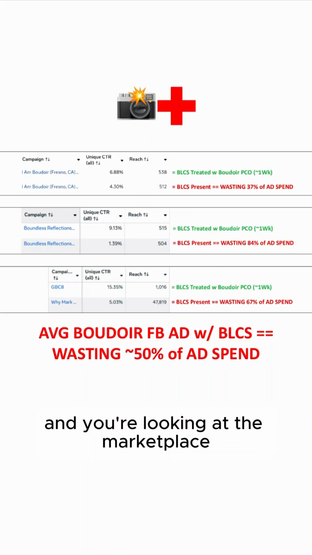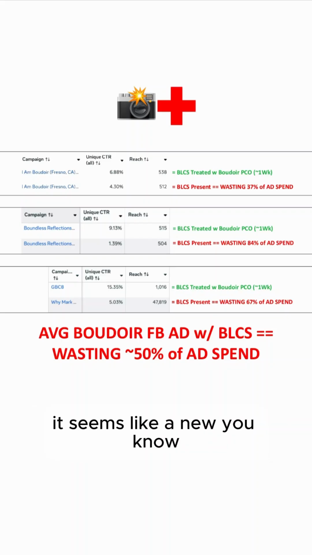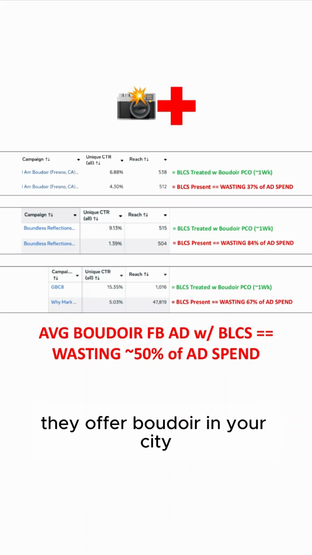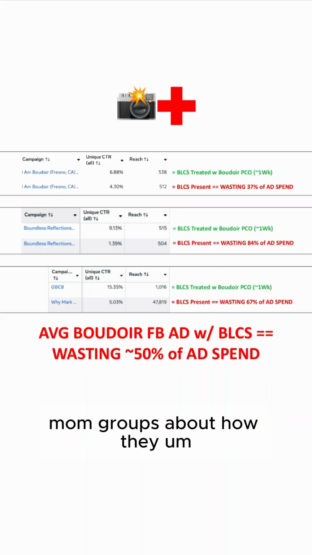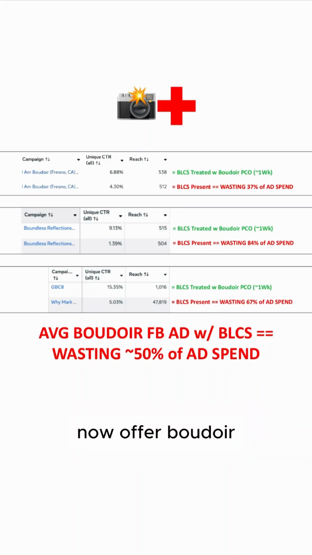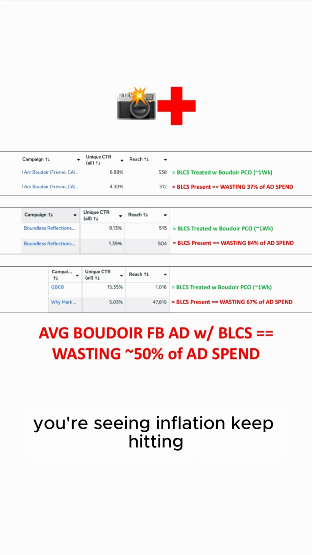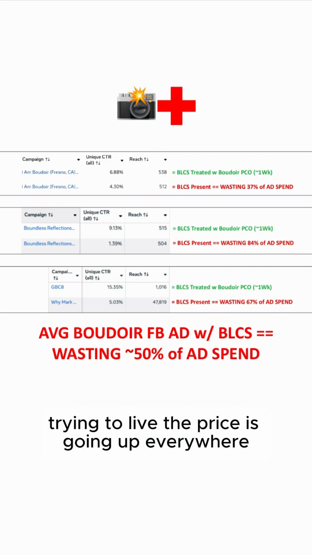and you're looking at the marketplace, seeing it get more and more saturated every single day. Every time someone gets a new iPhone, it seems like a new Google business profile pops up saying they offer boudoir in your city. Or anytime someone gets a new camera, it seems like they're posting more in the mom groups about how they now offer boudoir. So you're seeing the marketplace get more saturated, and you're seeing inflation keep hitting.